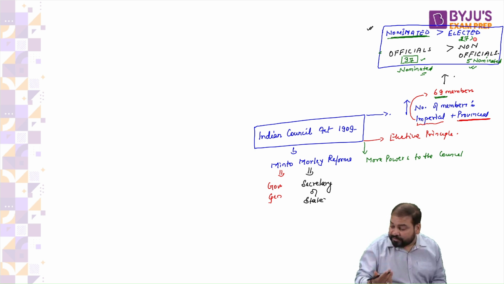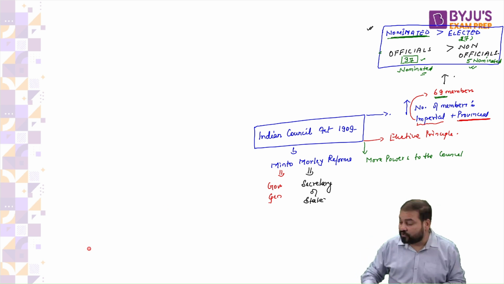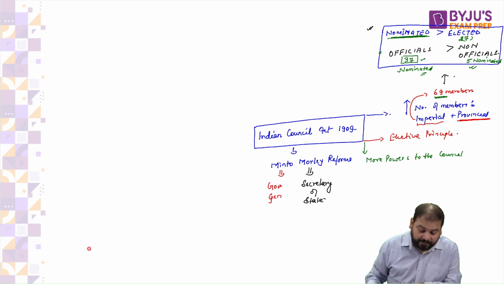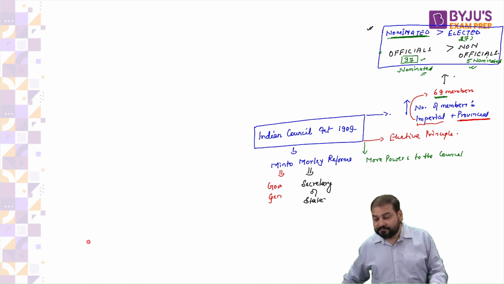Officials are those who are British people, Himani. Non-officials are those who are not British officers. Everyone, clear till here?